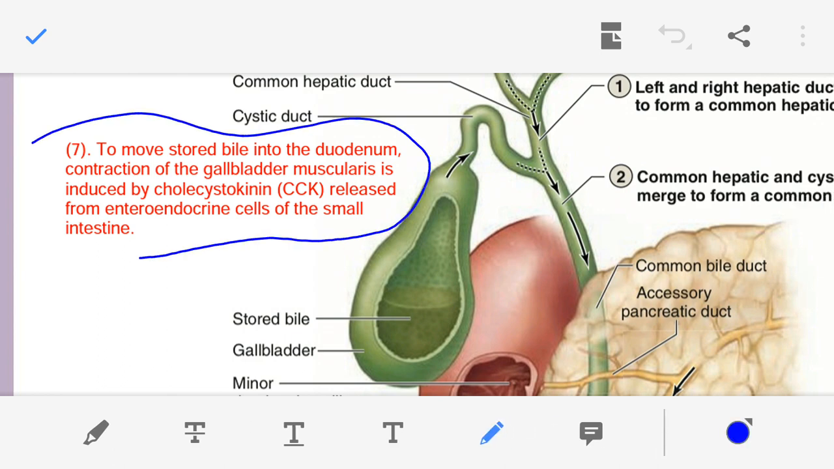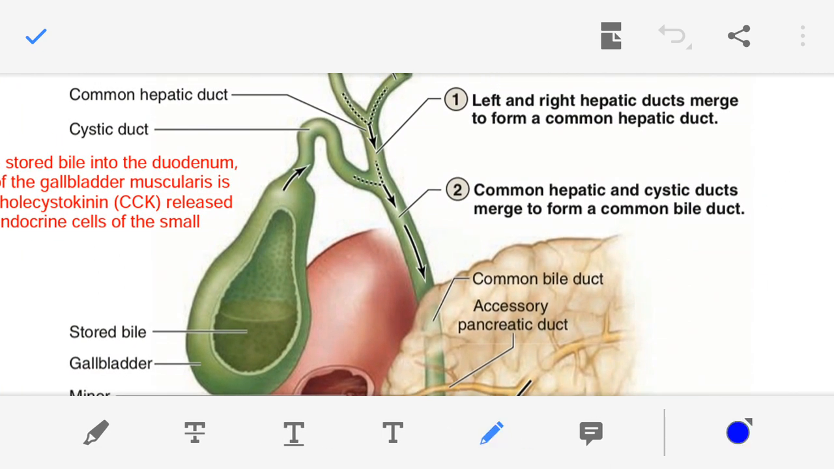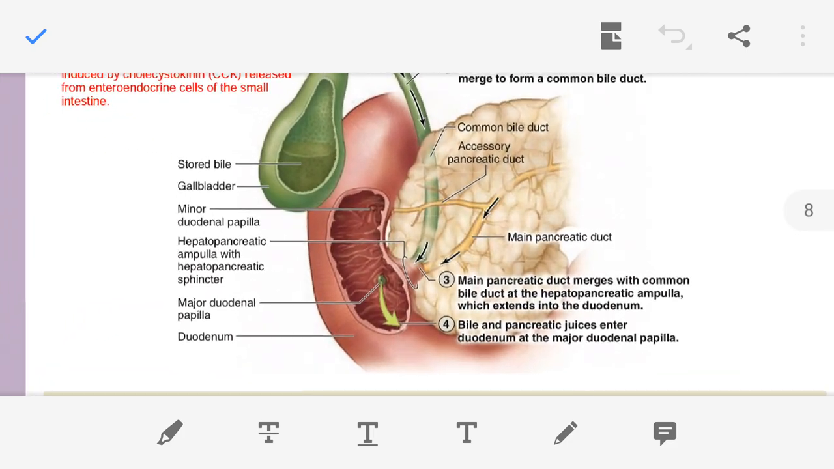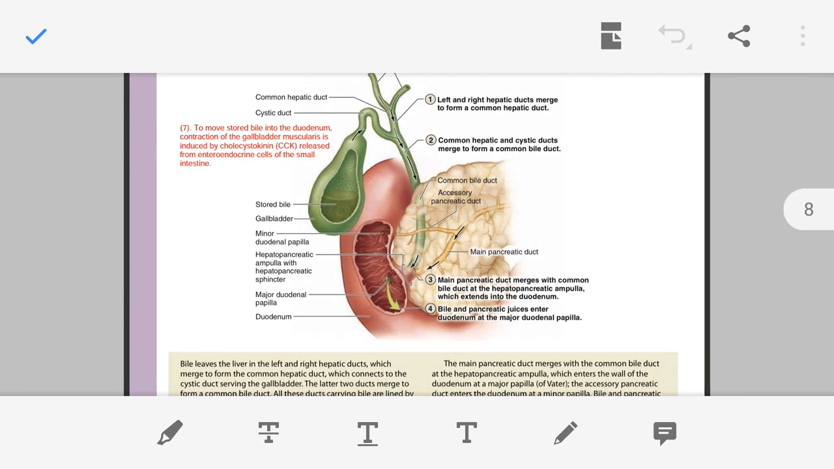So this is how the CCK is contracting the gallbladder. CCK is relaxing the sphincter, and the stored bile enters into the cystic duct. From cystic duct, it will enter into the common bile duct, and this common bile duct merge with the pancreatic duct. Then ampulla, hepatopancreatic ampulla, and ampulla is going to open into the duodenum, and this is how the bile is poured into the duodenum. So this is the seventh point.